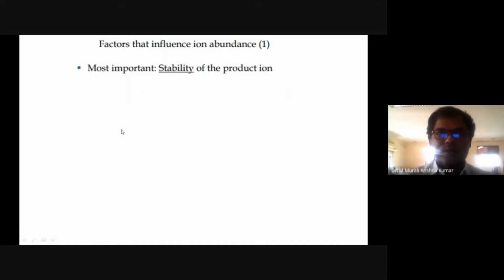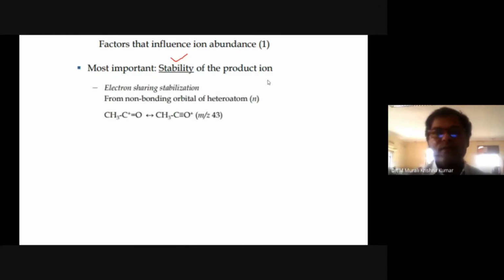The most important one is the stability of the ion, the stability of the product ion. Whenever we take any ions, you might have already seen in your B Pharmacy, ions like carbanion, carbocation, or even a free radical, they will have their stability. Whenever an ion is more stable, naturally that ion will stand for more time, and more abundance will be there for that type of ion.